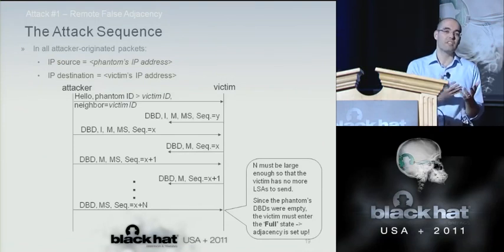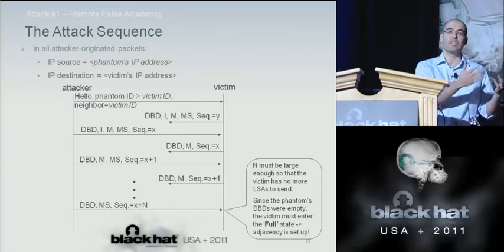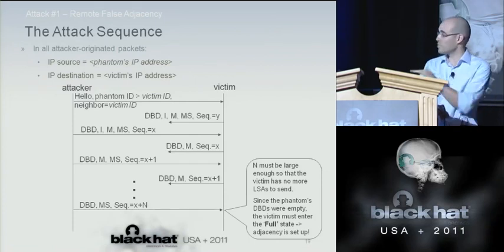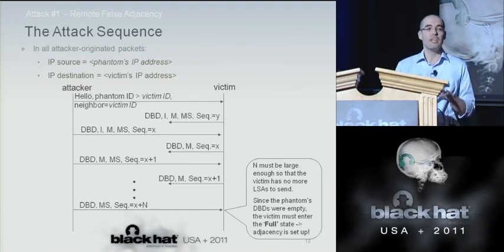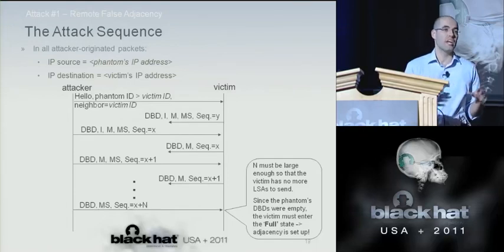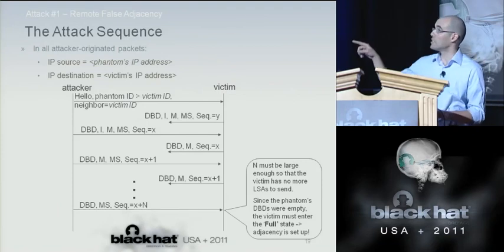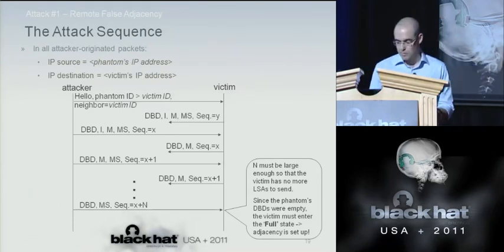But the point here is that he doesn't really have to ask the phantom for any new LSA that he might want to receive. So this means that at this exact point, the victim will enter the full state, meaning he has completed the adjacency with the phantom router, and he now thinks that he is fully adjacent with a phantom router that does not really exist on the network. And at this point, the victim will send out an LSA on behalf of the network that connects it back to the attacker.